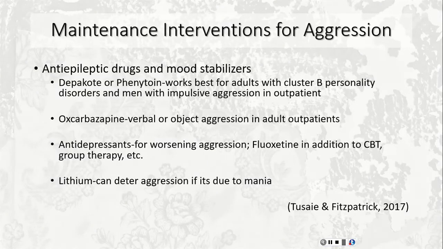So maintenance interventions for aggression, medication-wise, anti-epileptic drugs and mood stabilizers work really well. Depakote and phenytoin work best for adults with cluster B personality disorders and men with impulsive aggression in outpatient settings. Oxcarbazepine helps for verbal or object aggression in adult outpatients.